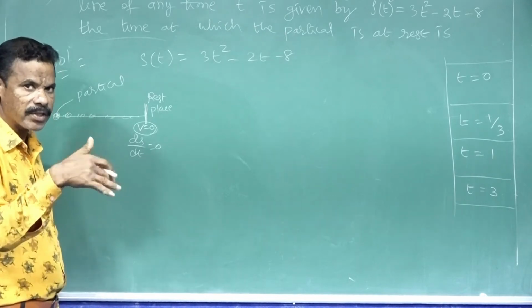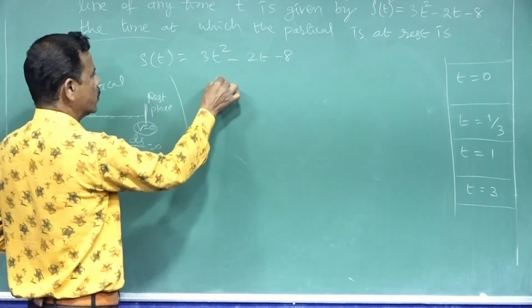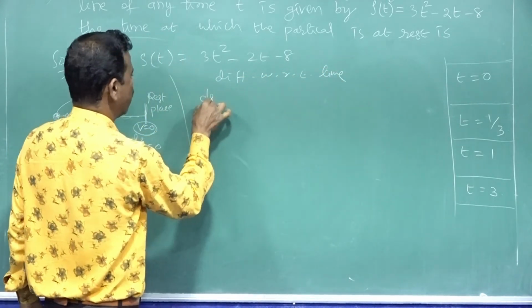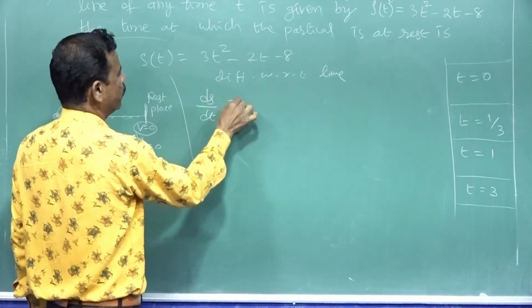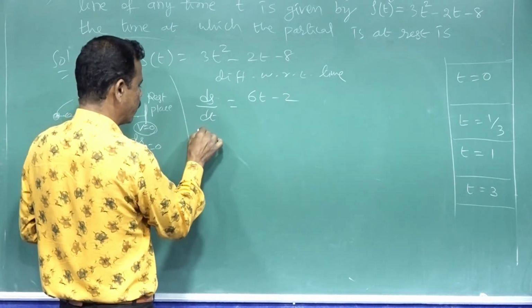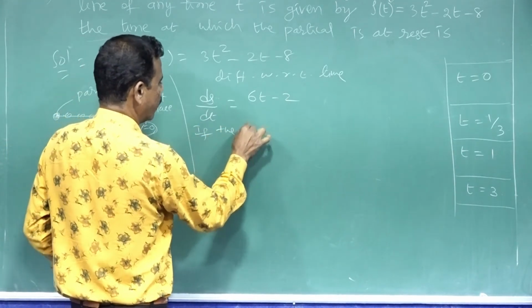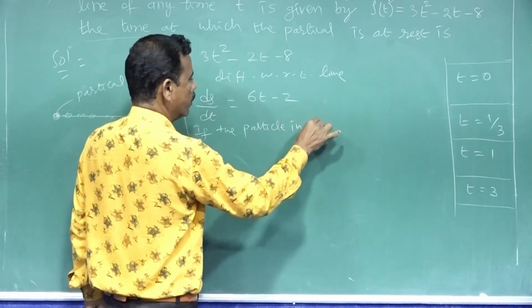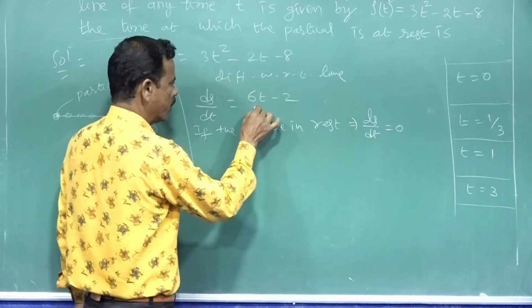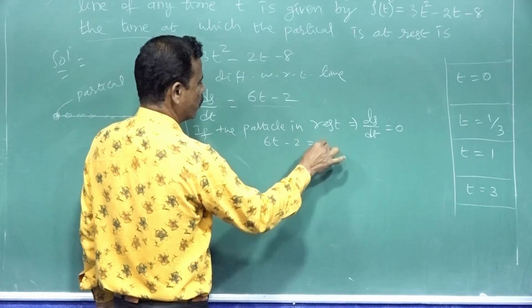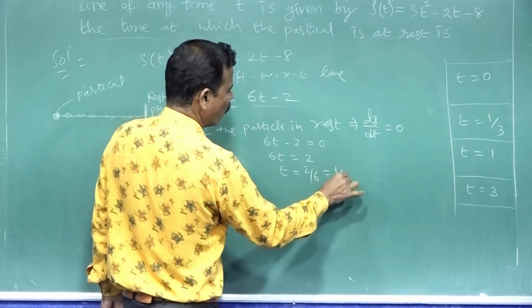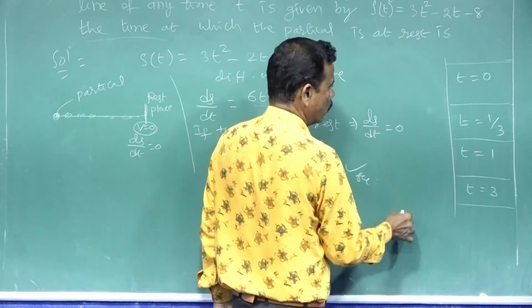D square s by dt square is the acceleration. So now we differentiate with respect to time. So ds by dt, 3t square derivative is 6t, minus 2. If the particle is at rest, then ds by dt is equal to 0. So 6t minus 2 is equal to 0, 6t is equal to 2, t is equal to 2 by 6, it is 1 by 3. 1 by 3 seconds. So second option.